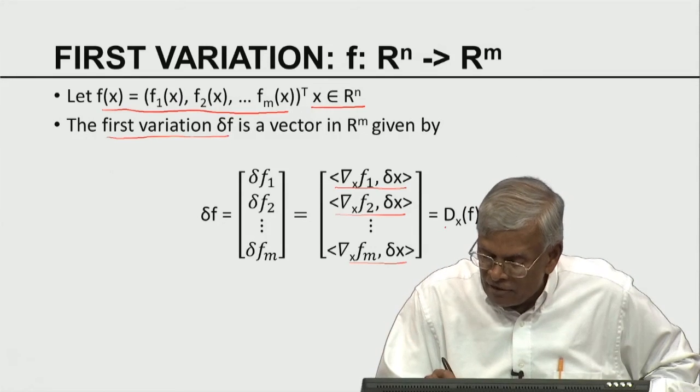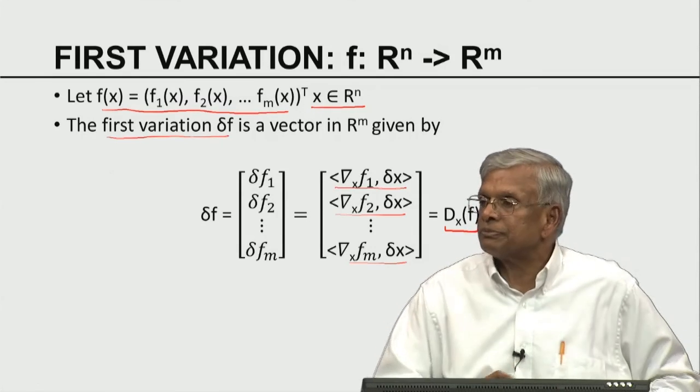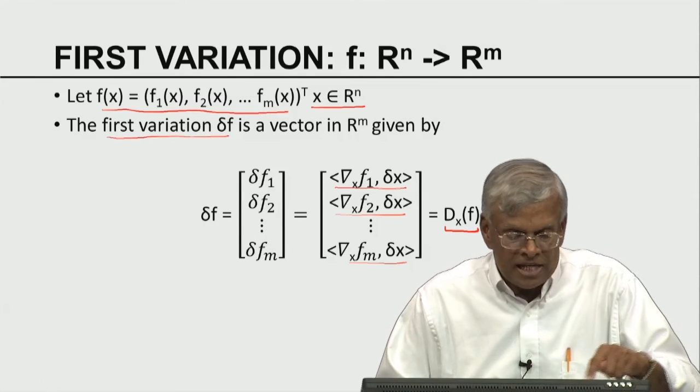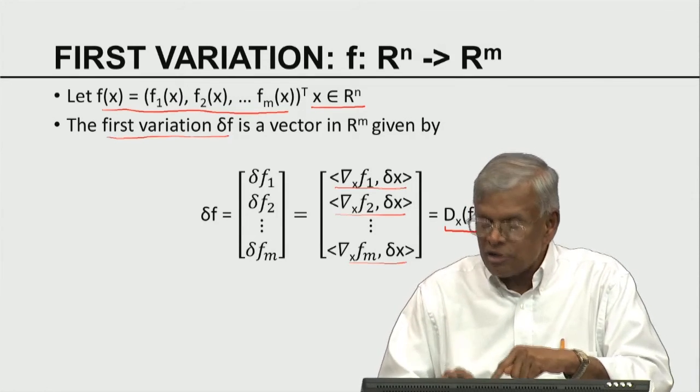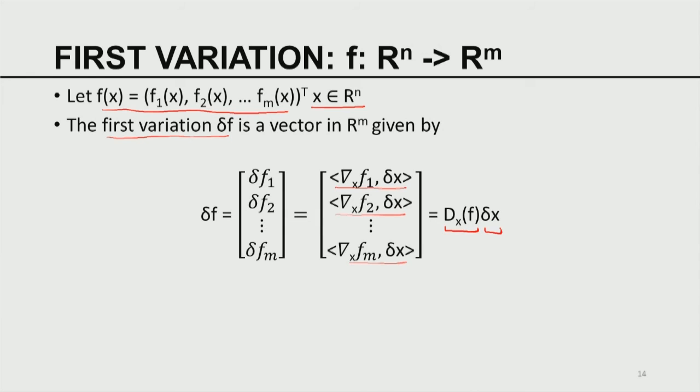It can be very easily verified. This is the Jacobian times this. So the first variation of a function is related to the matrix-vector product, the matrix being the Jacobian, the vector being the increment. So this is a beautiful formula that we will use repeatedly in the derivations of 3DUR, 4DUR. That's the reason why they are called variational methods.